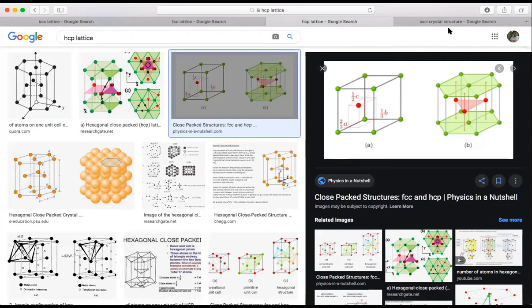Okay, so that is about crystal structures.